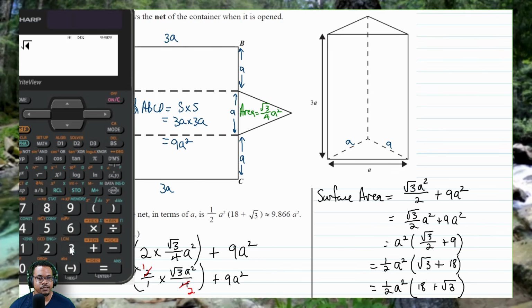So we have the square root of 3. I'll use the fraction button and put it over 2 like that, and then add the 9. Add 9, and you see that we get the 9.866. Let's write here that this is equal to 9.866 a squared. So you could have stopped here and written this as 9.866 a squared, which is accepted because this is one of the answers to look for.